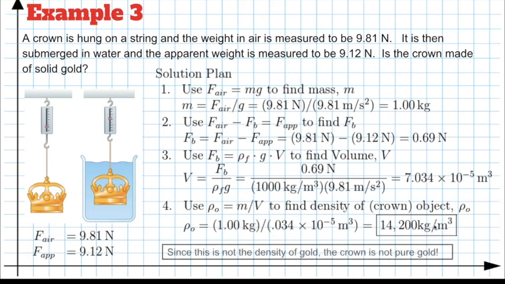And, ta-da, since this density right here is not the density of gold, the crown is not made of pure gold. If it was made of pure gold, the density we would have calculated would have been the exact density of gold, and this is not. So we can deduce that the crown is not made of pure gold. Archimedes solves the problem, the craftsman dies, and the king is happy. And you get to now solve your own problems involving Archimedes' principle.